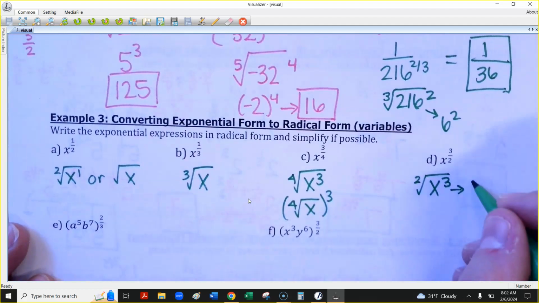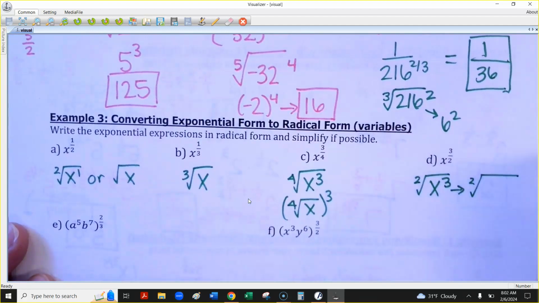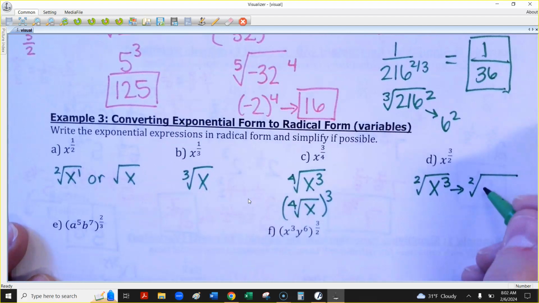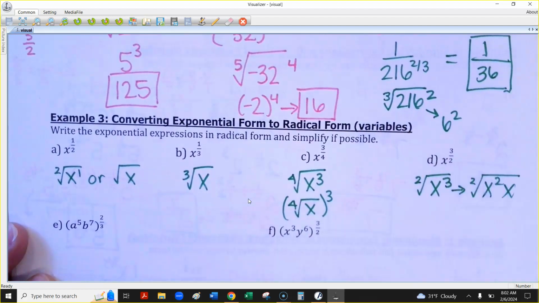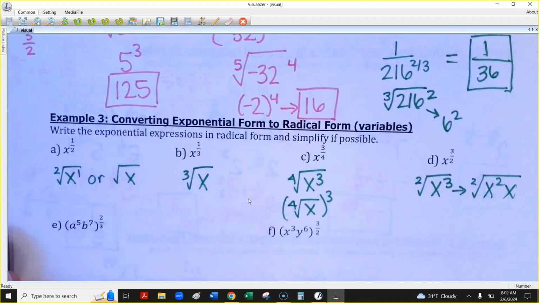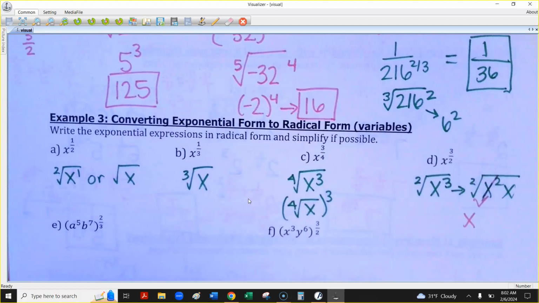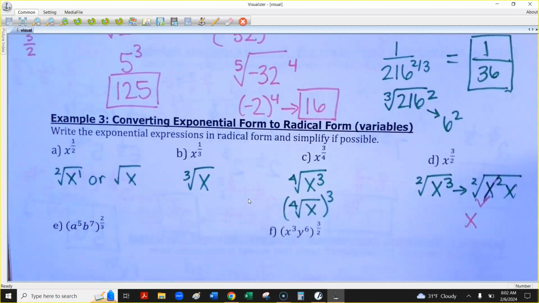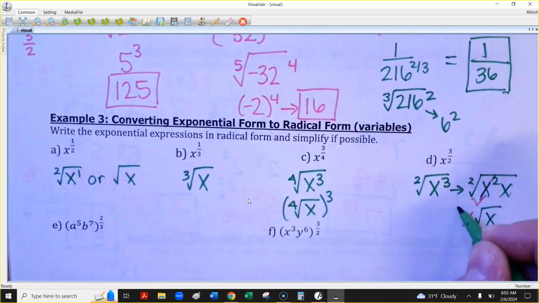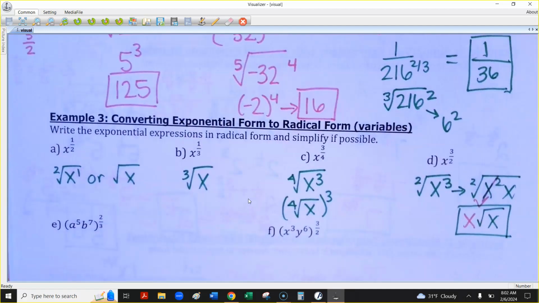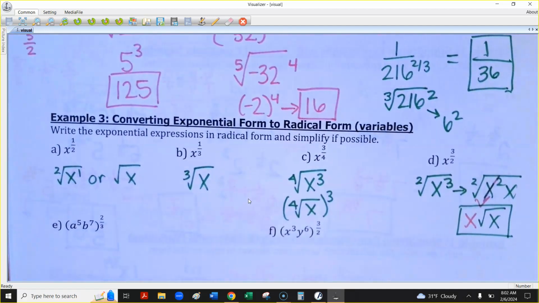So if I was going to break this down, the biggest number up to 3 that 2 would go into, I would do x squared times x, just to break that down a little bit, because the square root of x squared would come out as an x. So this question is really tricky, but it would be x times the square root of x to put that in radical form, totally simplified. And that doesn't happen on every question, but just to give you an example.